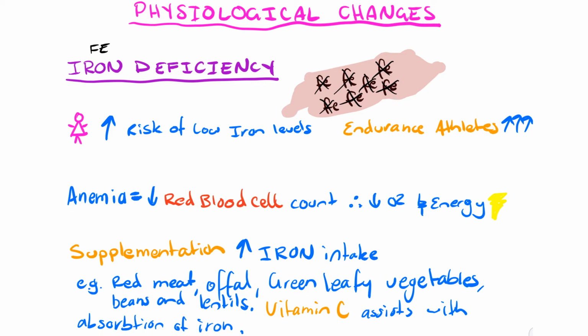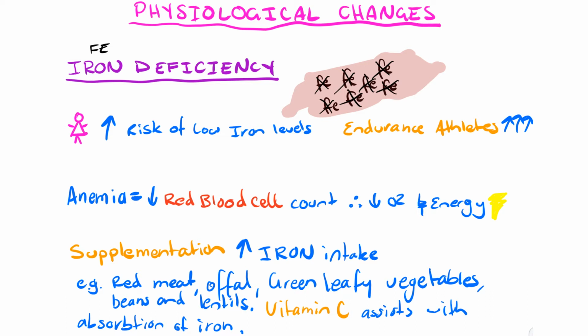Now, when we look at what are the issues relating to low iron, we look at this concept of anemia. Now, anemia basically means you've got a low red blood cell count. So if we've got a low red blood cell count, that means we've got a decrease in oxygen, which means that we're going to have a decrease in energy. So decrease in oxygen, decrease in energy would obviously mean a decrease in performance.